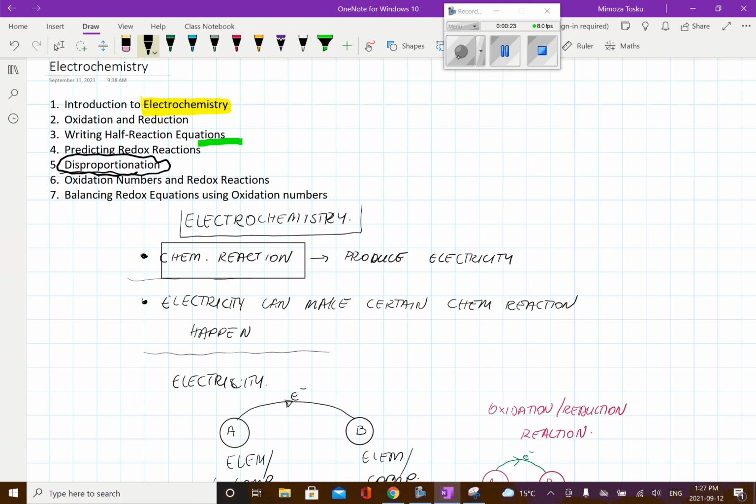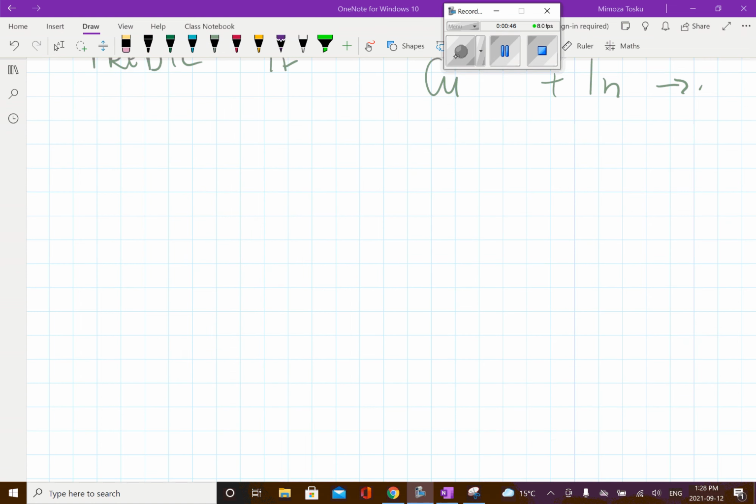Disproportionation is the fact that some substances are both oxidized and reduced in the equation. Sometimes this is called auto-oxidation. I will give you one example of disproportionation and then explain it to you. So as I said, some of the substances are both oxidized and reduced.